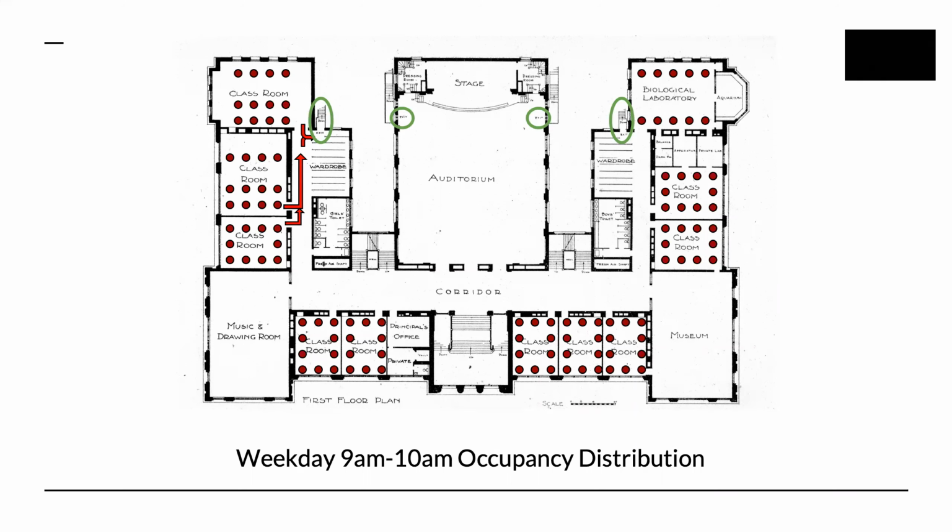In case of emergency, students on the left wing can exit the building via the left fire emergency escape. The students in the mid wing can exit the building via the auditorium fire escape. And the students on the right wing can exit the building via the right fire escape.